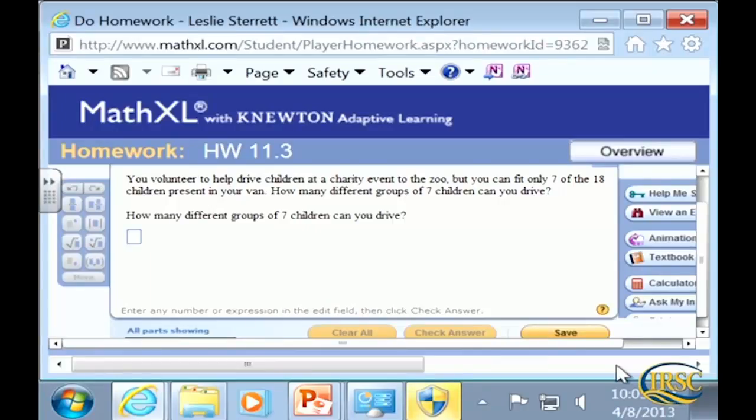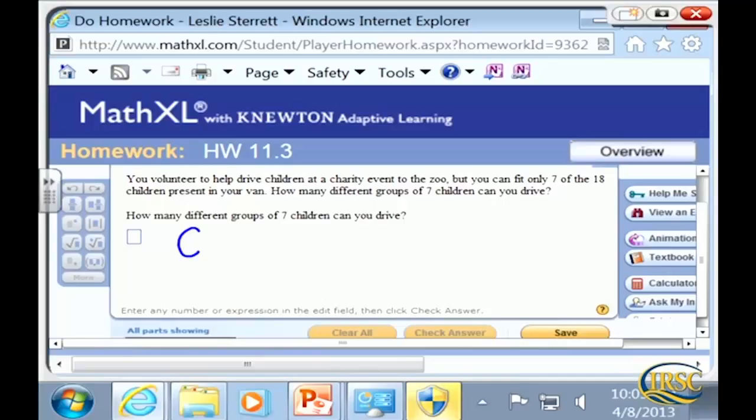So is this a combination or a permutation? Okay, why a combination? Because order doesn't matter. The order in which the kids get into your van does not matter. It's the same group of 7 kids. All right, so this is a combination. And so how many students do we have total? 18, and we are only choosing 7. So that's the problem that you're working out.